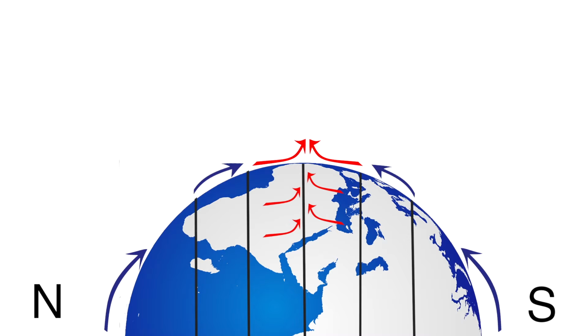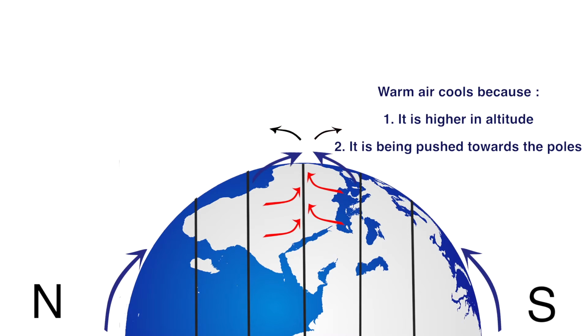As the air above the equator rises, it is pushed up and outward by air coming in from behind. And this rising air is cooled, first because it is higher in altitude or further from the surface of the Earth, and as we said, altitude matters. The further it is from its heat source, the colder it gets, and also because it's being pushed toward the poles, and the poles are of course colder.